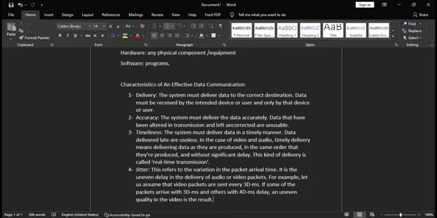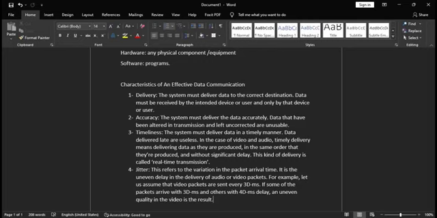So at the end of the day, to summarize what we have said under characteristics of an effective data communication, the first thing is that the delivery has to be instantaneous. Whatever is being transmitted should be delivered instantly without any error. Second, accuracy. The system must deliver the data accurately, meaning there shouldn't be any alteration in transmission, and it should be usable, not unusable.